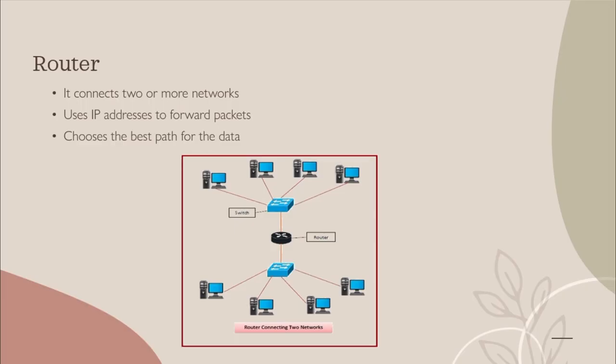So by using the router, we are able to connect two or more networks, like connecting from a home network to the internet, and it uses the IP address to forward the data. And so by using the router, it will help to reduce the network congestion and make the data transmission very efficient.